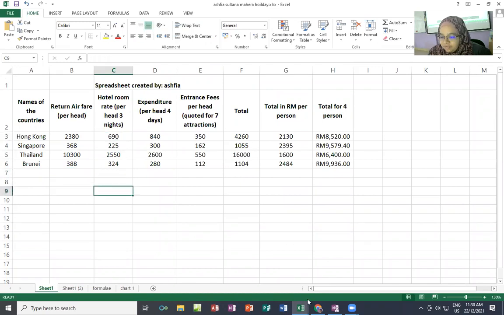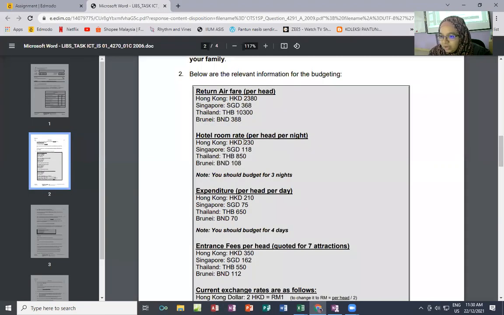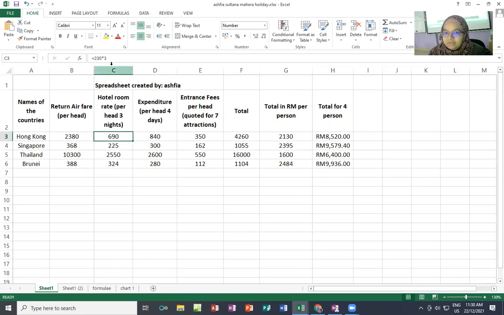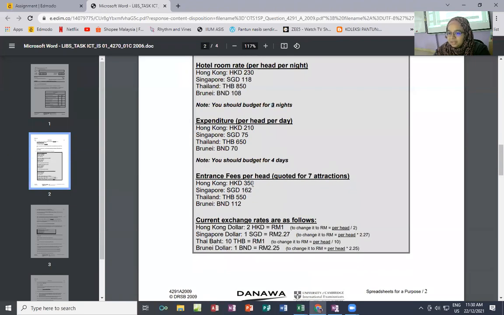As you see this, like I said, the question gives only per night, but you have to count for 3 nights. So what you do is, you times by 3. Expenditure, you have to times by 4. Entrance fees for 7 attractions, you don't have to times by 7. These are all for 7 attractions already. So you just put the original number.